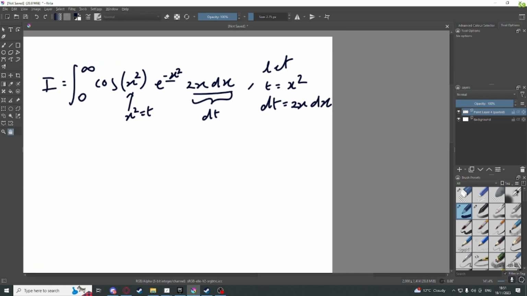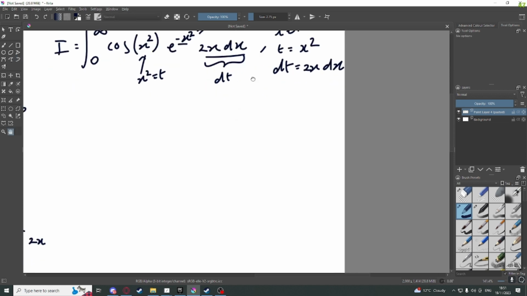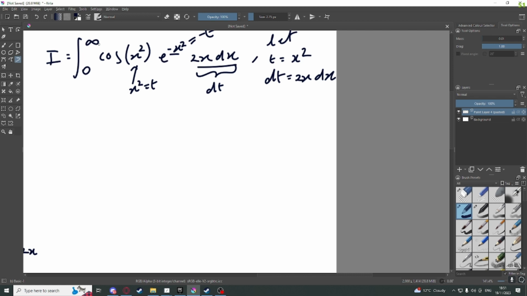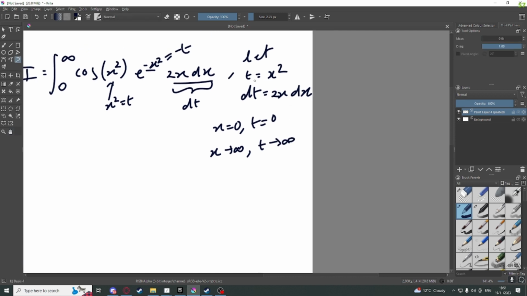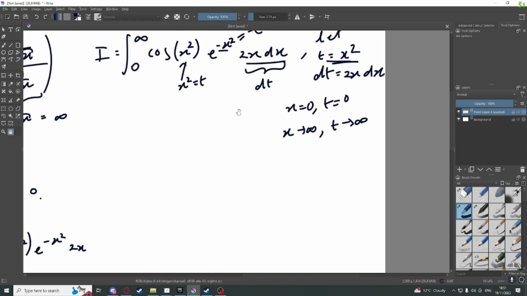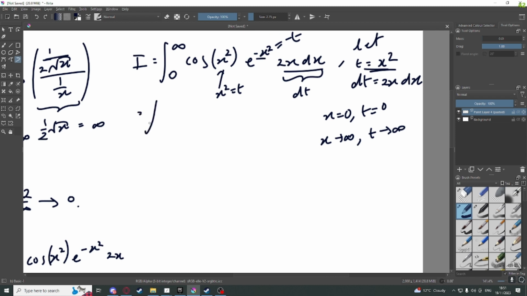So this is equal to negative t. And I'll also replace my limits. When x is equal to 0, t is also equal to 0. When x tends to infinity, t will also tend to infinity because of this substitution here. So my integral is also from 0 to infinity of cos of t e to the negative t dt.